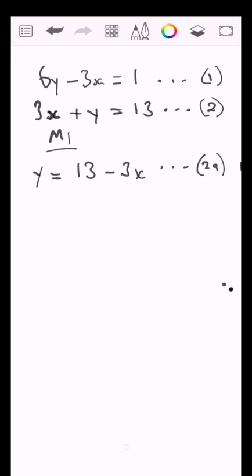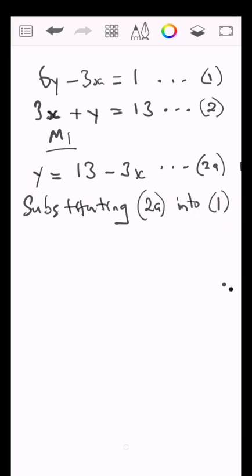Now we want to substitute. The way we substitute is like this. We are going to replace y in the first equation with 13 minus 3x. Technically, this is what we are going to do. We are substituting 2a into 1.